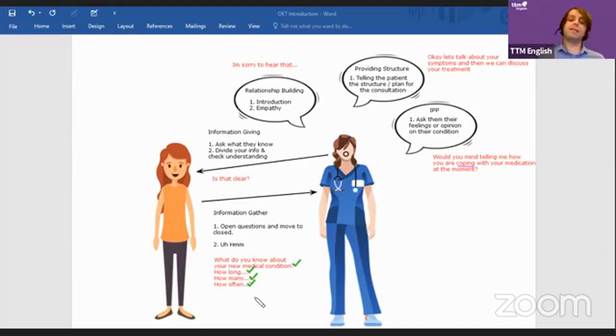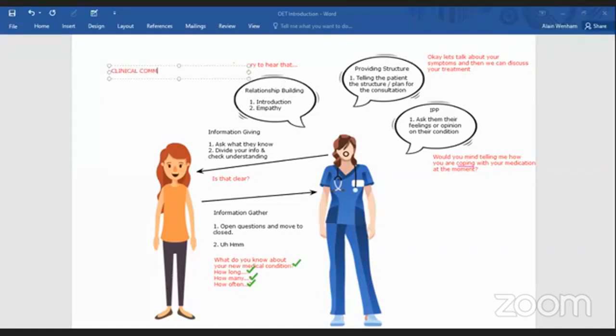So this is the clinical communication criteria. This is how it works. Okay. Anyone got any questions?